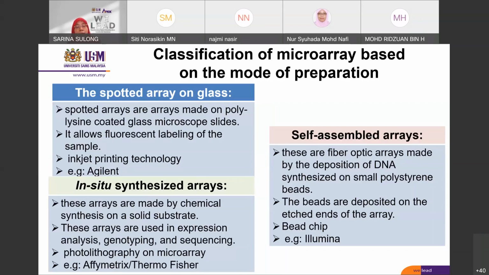The common manufacturer using this technology is Affymetrix, currently known as Thermo Fisher. So it's like a gene chip, but not on glass like the one from Agilent. And the last category is the self-assembled arrays. This is the bead chip, called that because they use beads deposited on the ends of the array. Illumina is using the bead chip technology.